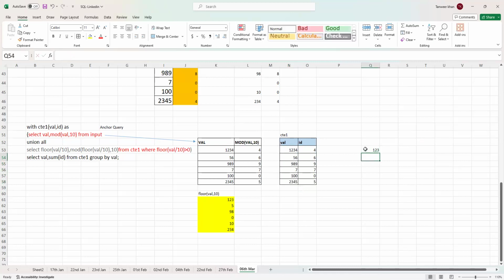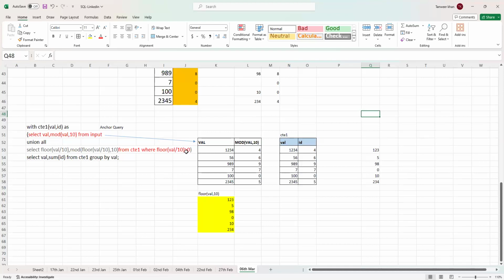So if you derive floor of val comma 10 here, what will you get? 123. You will get 5 here. You will get 98 here. You will get 0 here. You will get 10 here. And you will get 234 here, right? And now you're telling that this should be greater than 0. So yes, you have a few values which are greater than 0, right? But now the question is why you implemented greater than 0 here.